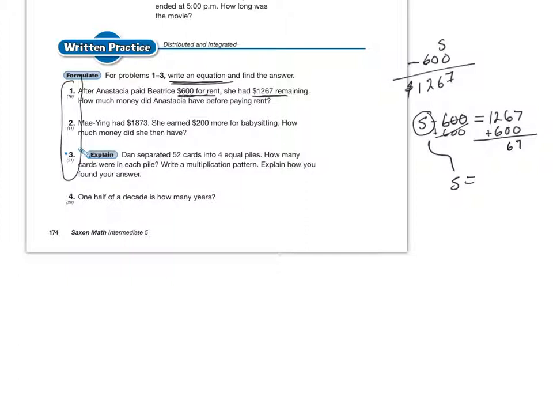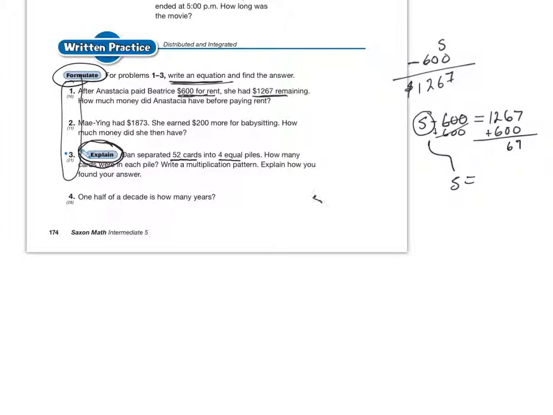Okay, number 3. And this one they want us to explain. Notice all of the things. We're formulating, and now we're explaining and formulating. Dan separated 52 cards, so we've got one number here, 52 cards, into 4 equal piles. How many cards were in each pile?